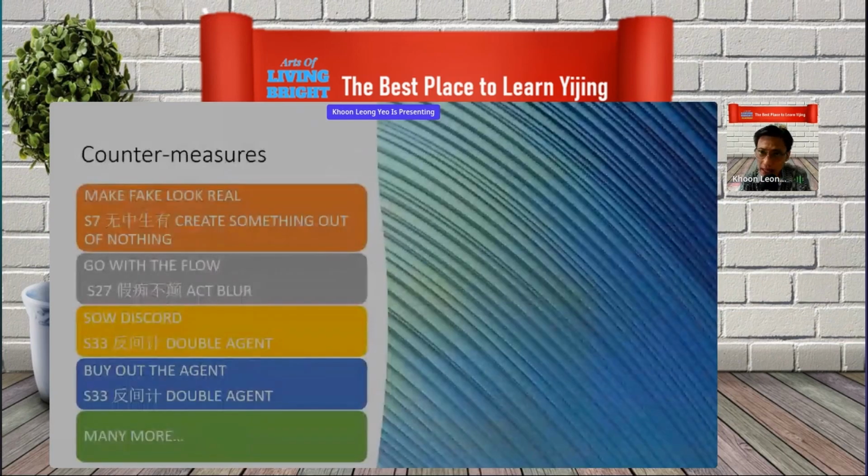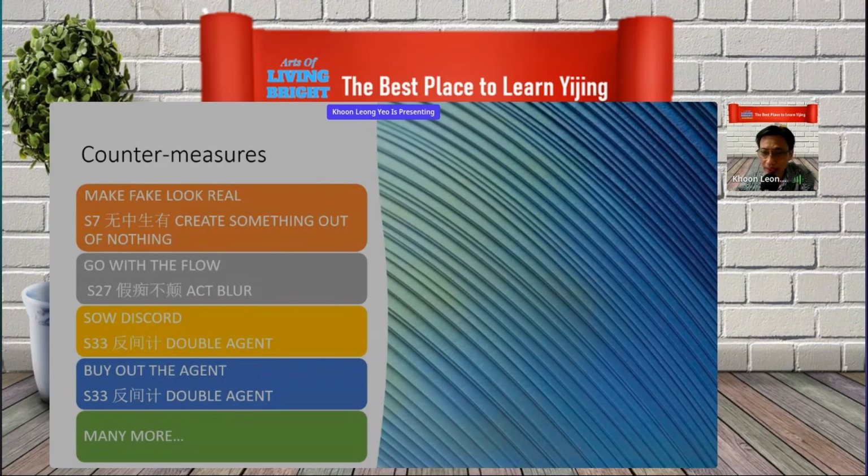Okay, countermeasures. If let's say you found yourself to be a victim of a 反间计, now these are the countermeasures that you can think of. And if you can think of any other new one that's not inside this list, feel free to type in the chat box. Number 1, make the fake look real. Okay, means 无中生有. How to do that?